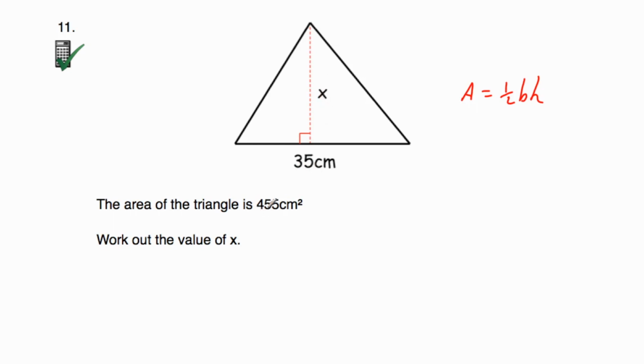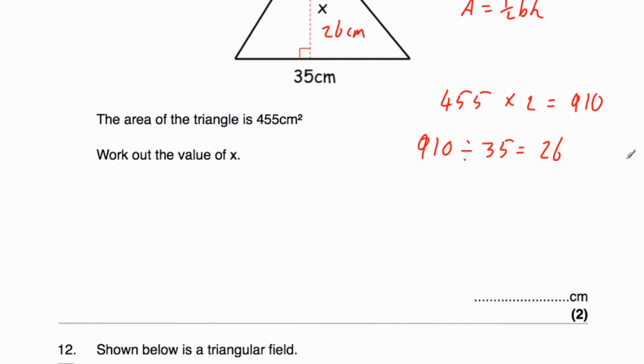So if we take this area and double it, so multiply by 2, that would tell us what the base times the height is. So if we do 455 times 2, that would be equal to 910. And then that means that the base times the height would be equal to 910. So if we divide 910 by the base, we can find the height of the triangle. So 910 divided by 35 is equal to 26. So that means that the height of this triangle would be 26 centimeters. And that's it. So x is 26.